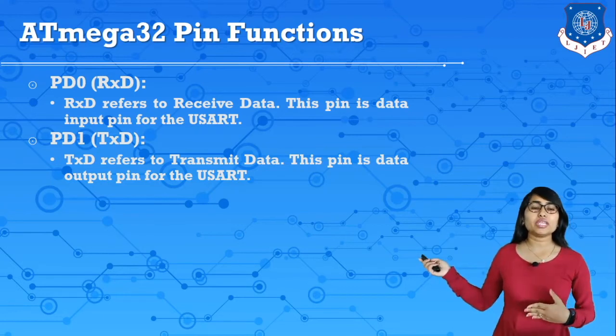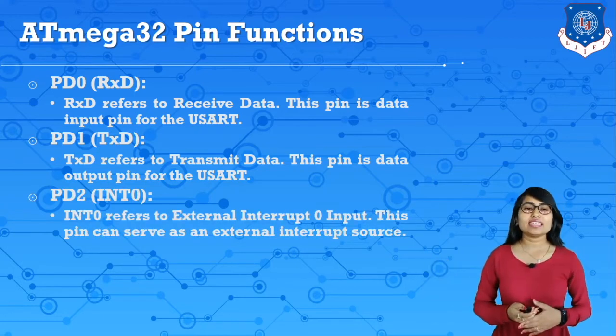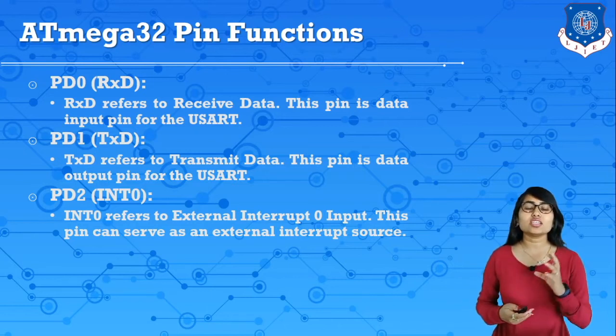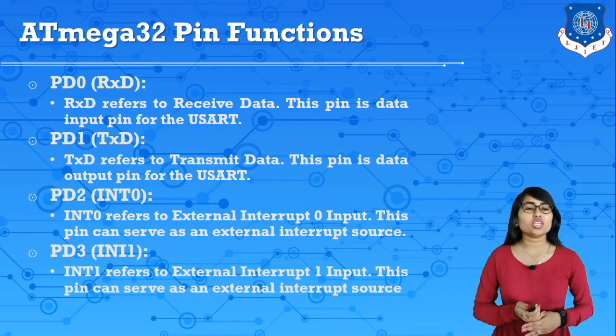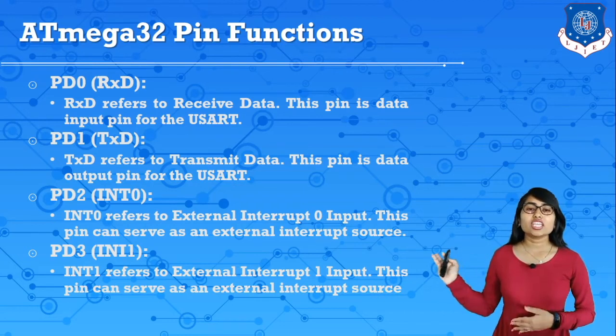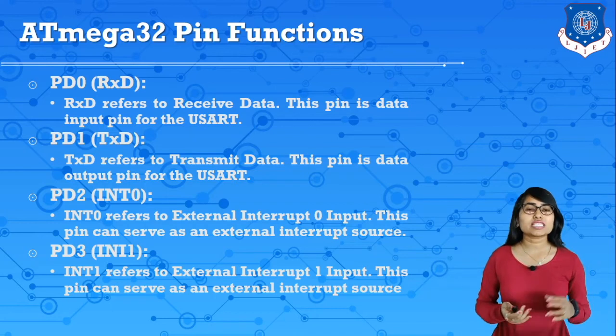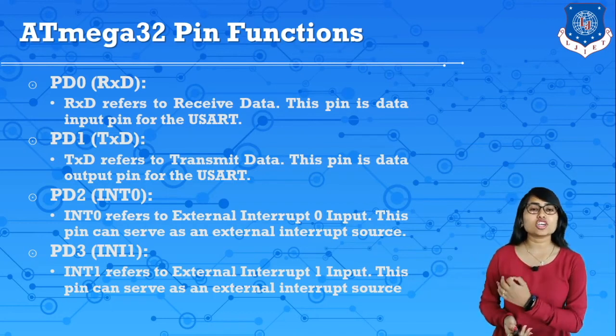Then next PD2. PD2 is for INT0. If we have external interrupt 0, this INT0 works as the external interrupt 0 input. This pin can serve as an external interrupt source. Then next PD3. PD3 is for INT1. So this is for external interrupt 1, basically the external interrupt source 1.